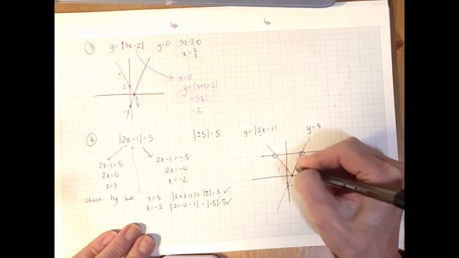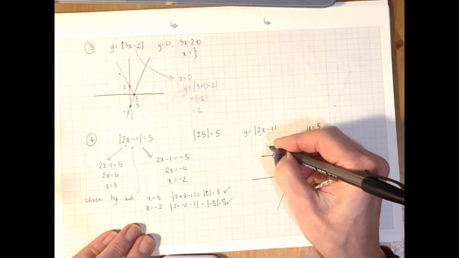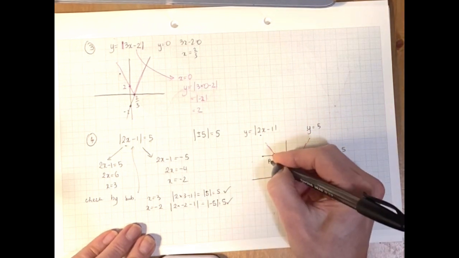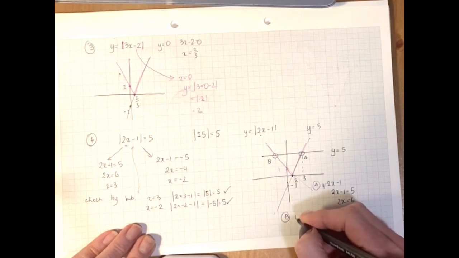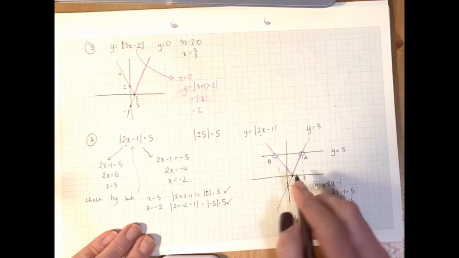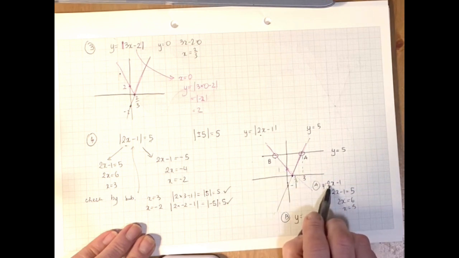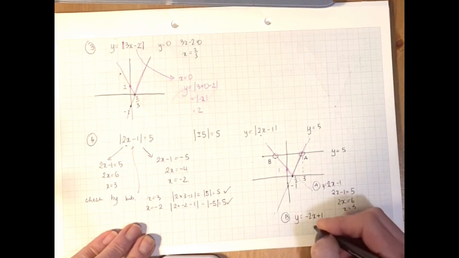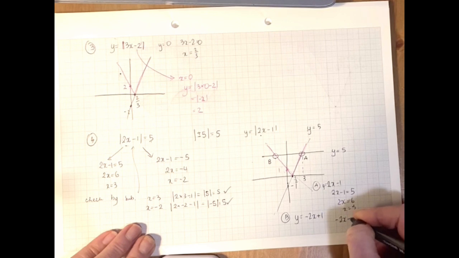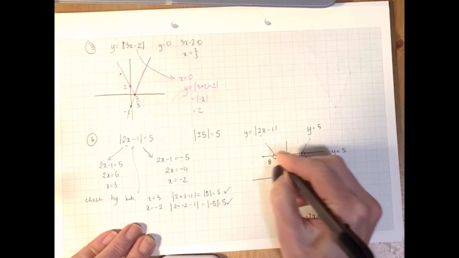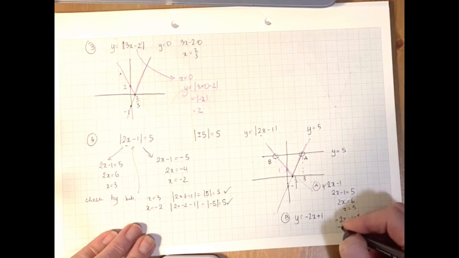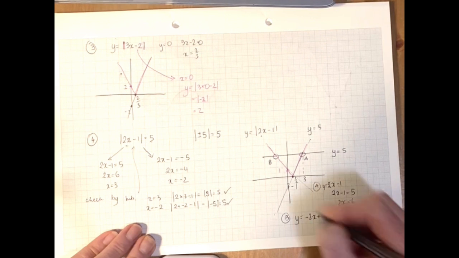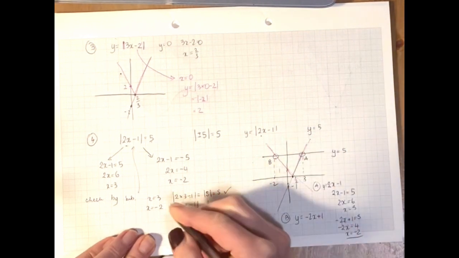Now to get the second solution, you need to think what is the equation of this line. Let's call it point B. The equation of that line, the reflection of this line, is minus 2x plus 1, because it's the opposite gradient and plus 1. So we're going to solve minus 2x plus 1 equals 5, because we find the intersection with this. When you rearrange it, you get minus 2x is equal to 4, so x is minus 2. So you get the same solutions.